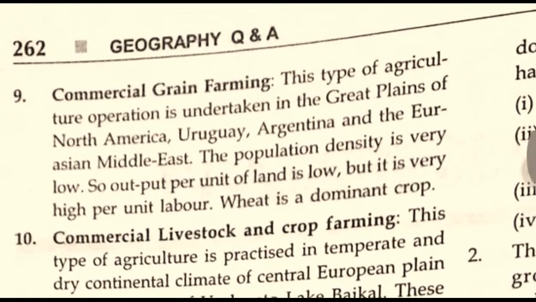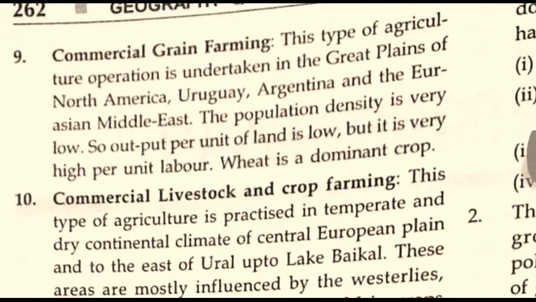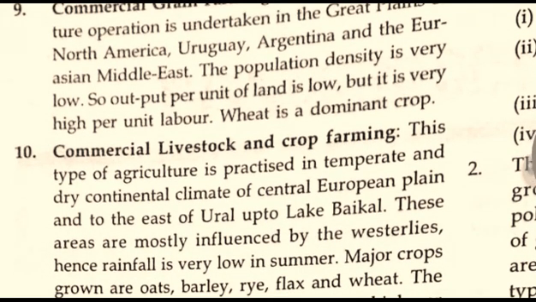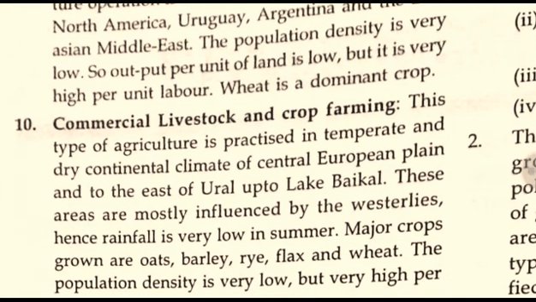Next, commercial grain farming. This type of agricultural operation is undertaken in the Great Plains of North America, Uruguay, Argentina, and the Eurasian Middle East. The population density is very low, so output per unit of land is low, but it is very high per unit of labor, which is a dominant crop.